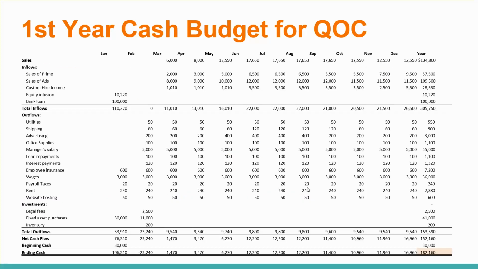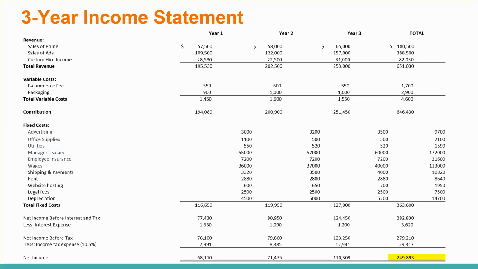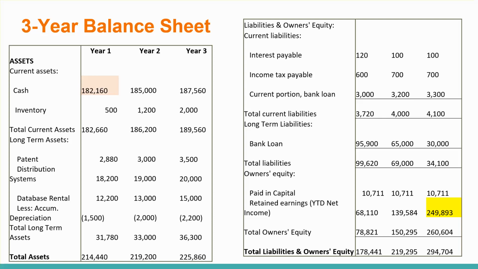Okay, let's see the first year cash budget for QOC. Through this table, we can see the ending cash. And also we can see the 3-year income statement. Through the net income, we can see that in the next 3 years, the company will have a good income. And here we can also see the 3-year balance sheet, with the total liabilities and owner's equity.